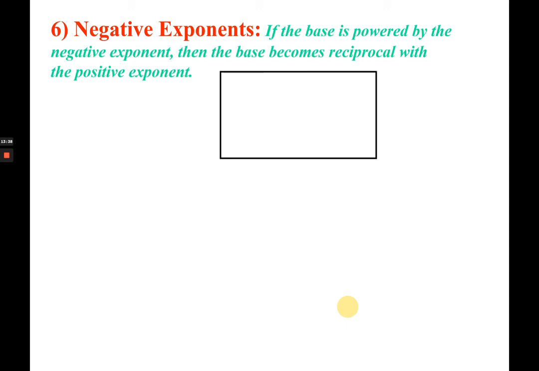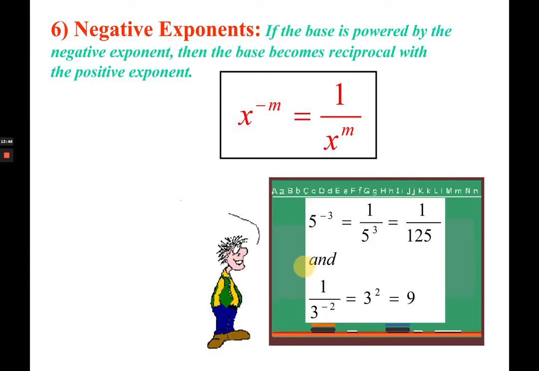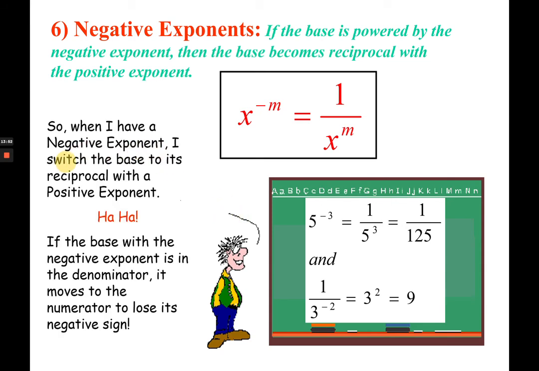We have the negative exponent. If the base is powered by the negative exponent, then the base becomes reciprocal with the positive exponent. Just to explain, when I have a negative exponent, I switch the base to its reciprocal with a positive exponent. If the base with the negative exponent is in the denominator, it moves to the numerator and loses the negative sign.